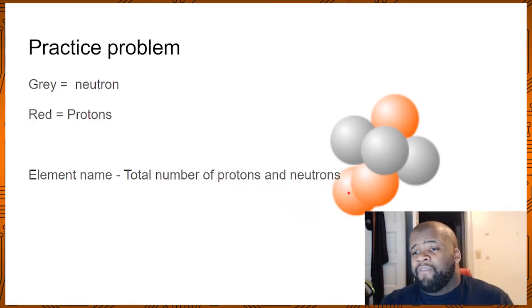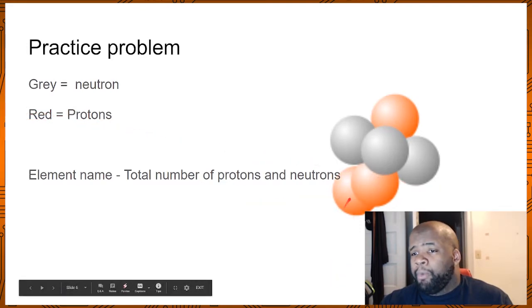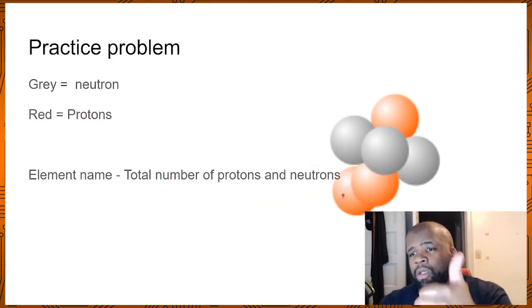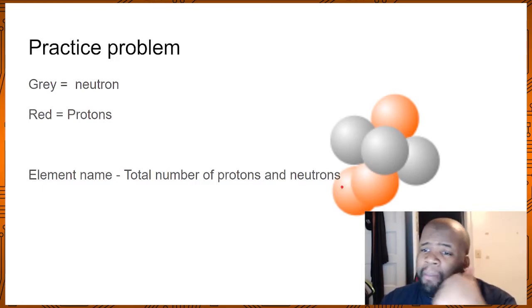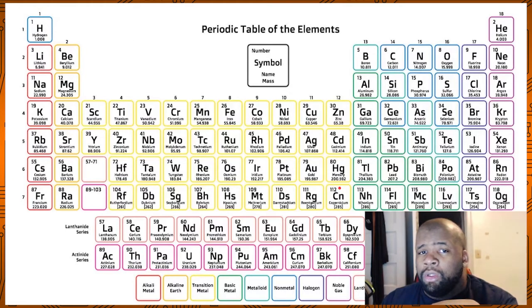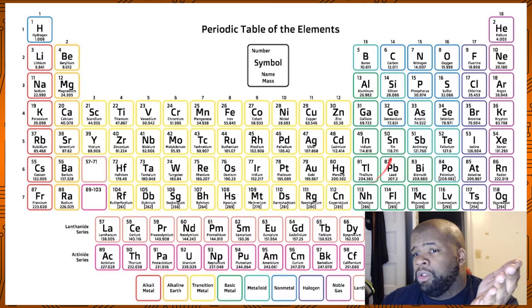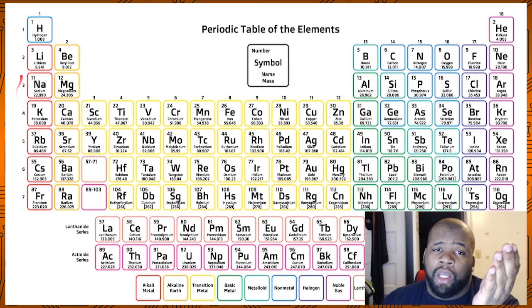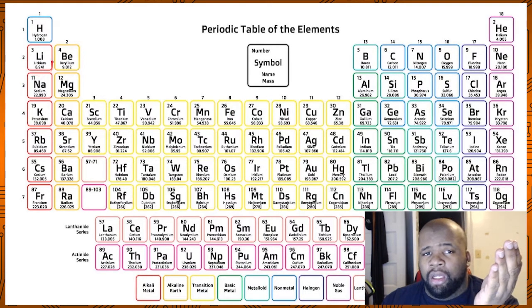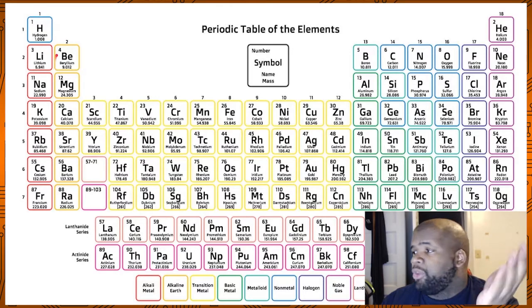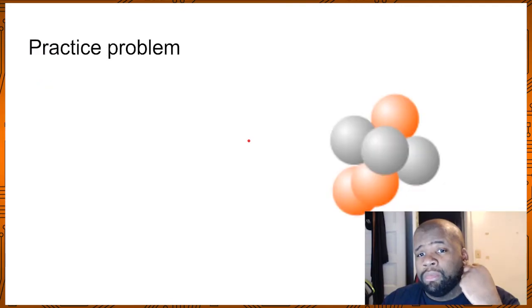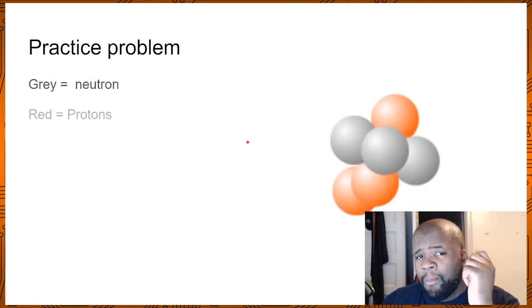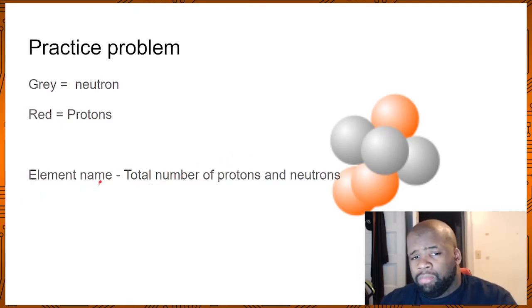So protons are red. How many protons do we have? We have 1, we have 2, we have 3. So let's take a moment and flip back to our periodic table. What has 3 protons? Well, if we take a look, right here, lithium has atomic number 3, which means it has 3 protons. So, now let's go back. We now know our element name. This is going to be lithium.